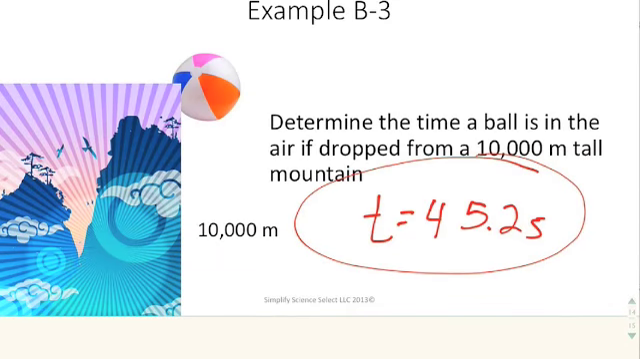This is example B3. You should be able to determine all on your own that the answer is 45.2 seconds, and you should be able to reproduce that on any sort of quiz that your teacher will provide you.